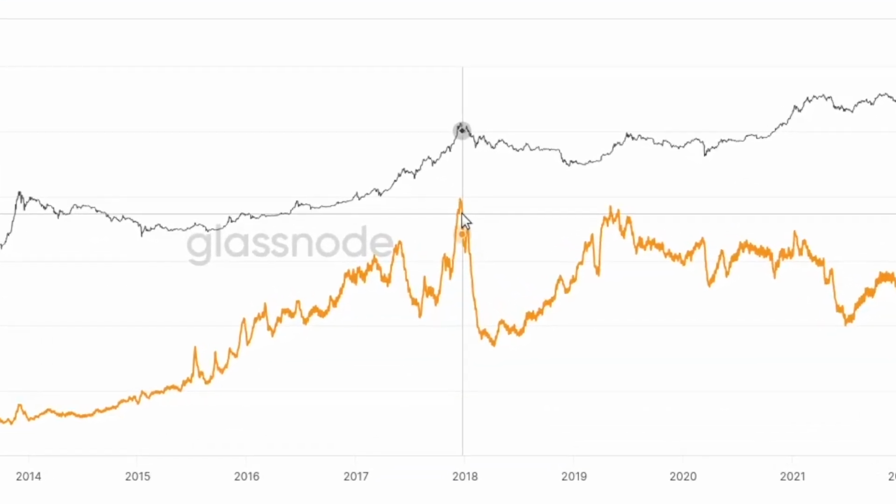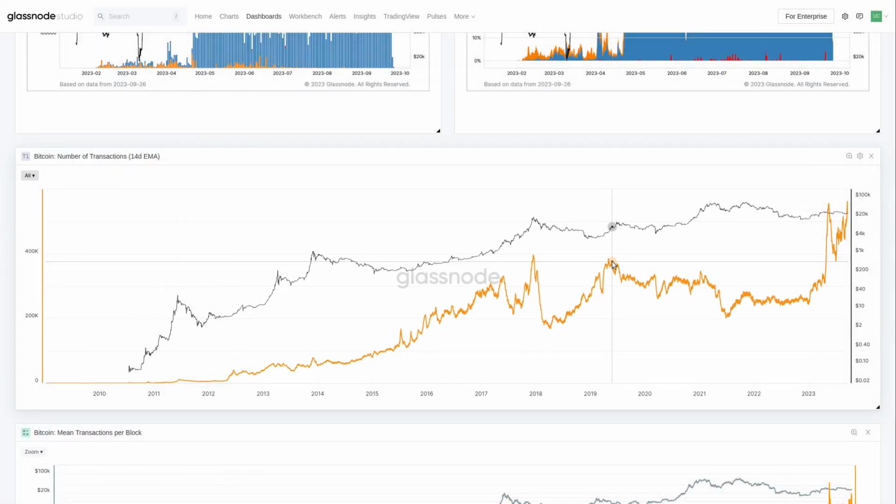Because the block is essentially capped in terms of its size, you can only fit so many transactions in. So at the bull market peaks, in these periods of extreme euphoria and excitement, the blocks are essentially full. And historically, let's just say 400,000 transactions was the maximum per day.